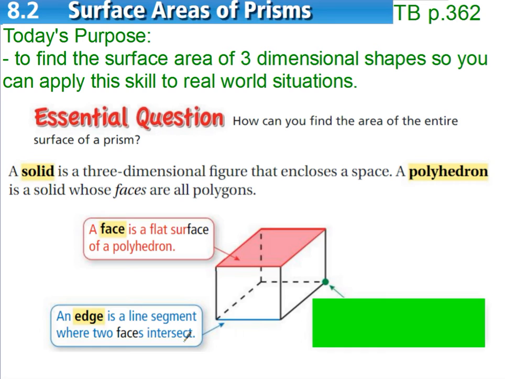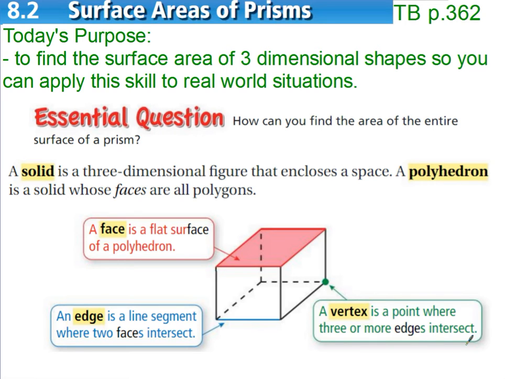Finally, we're going to be talking about vertices. A vertex is a point where 3 or more edges intersect. So if we take a look at the vertex right here, where the green dot is, you see that it is actually where 3 different sides connect. So the edges are the lines where 2 sides connect. The vertices are the corners where 3 sides connect, or 3 faces connect.